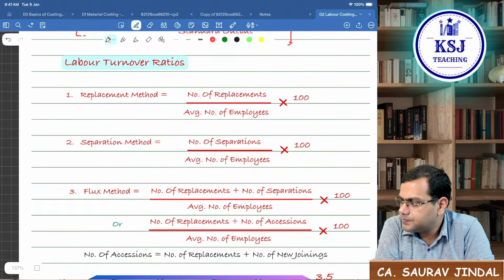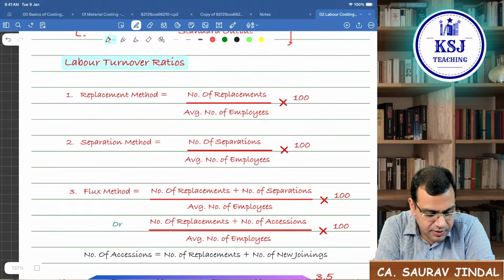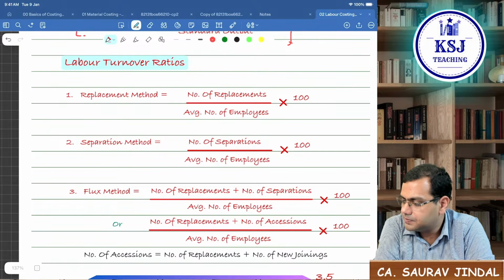That is the same. In case of standard costing, there we make a difference between standard hours for actual output and budgeted hours for budgeted output, but otherwise standard and budgeted mean the same.